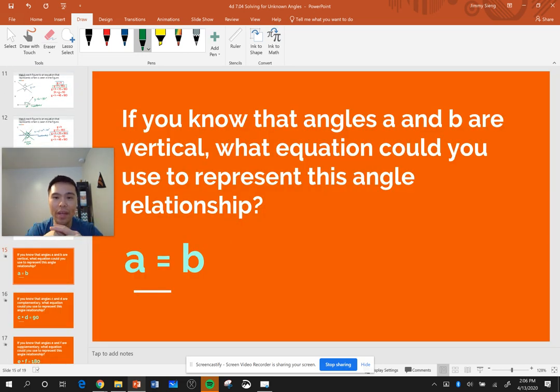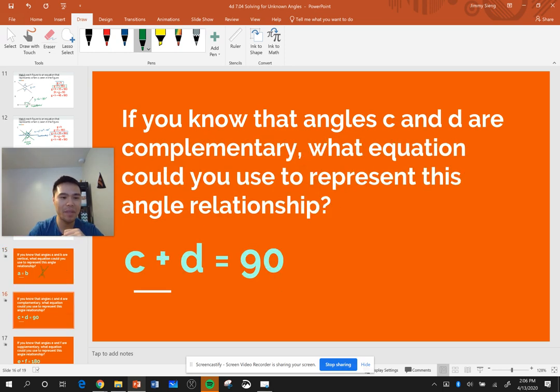Again, if you know that the angles A and B are vertical, so you know they're opposite to each other, then you could say that they're both equal to each other, okay? So what I'm saying is if I have A right here and B, they're opposite to each other, they're equal to each other, okay? Man, this is like burning my eyes. I don't know about you.